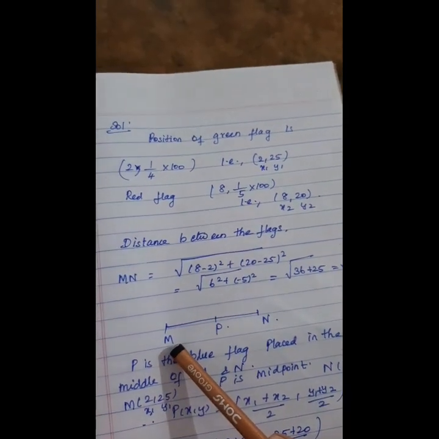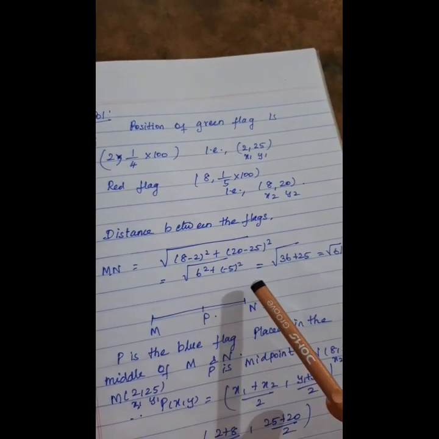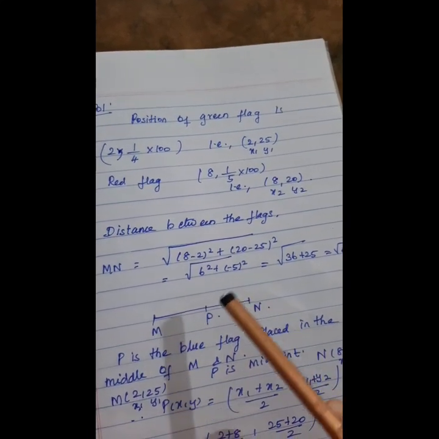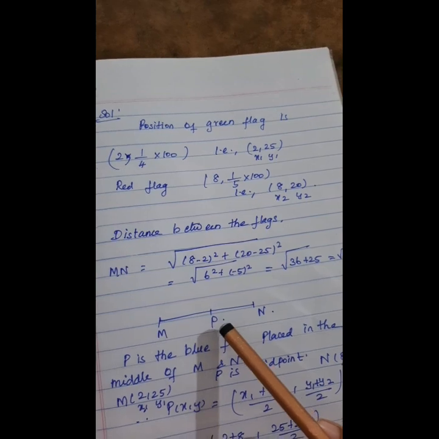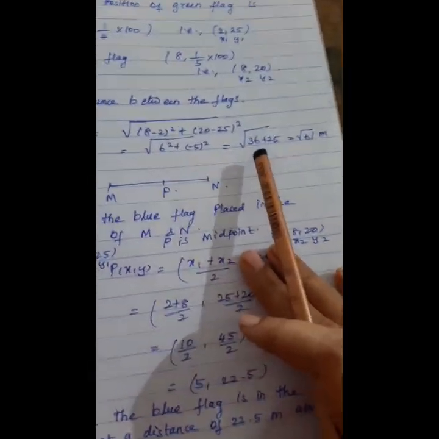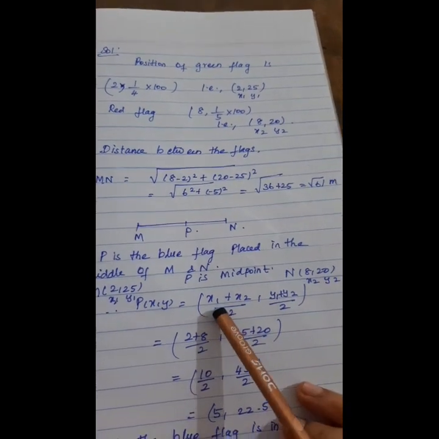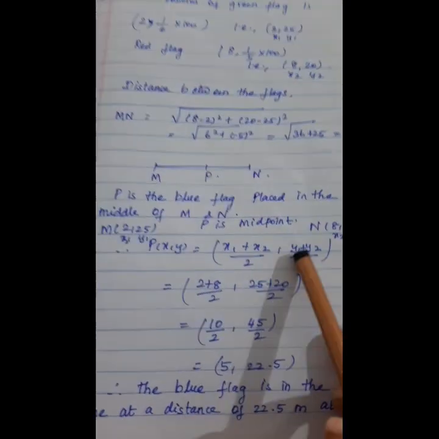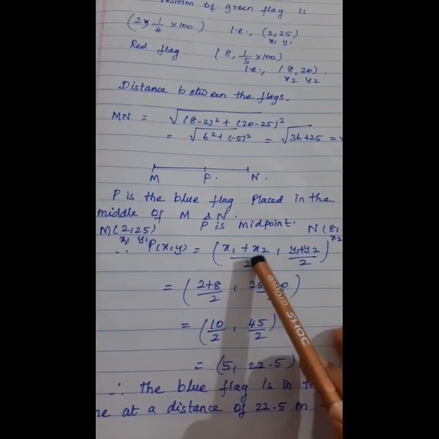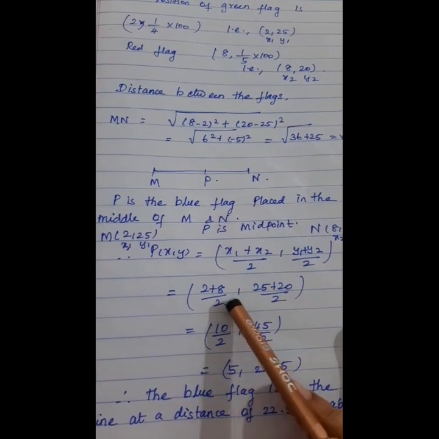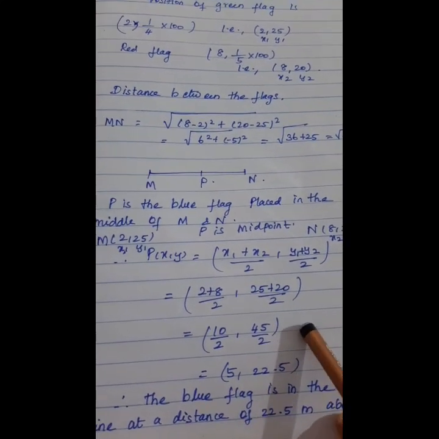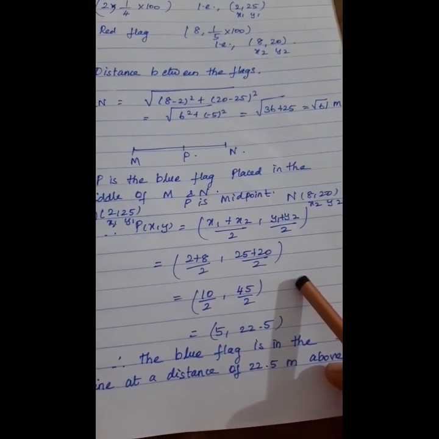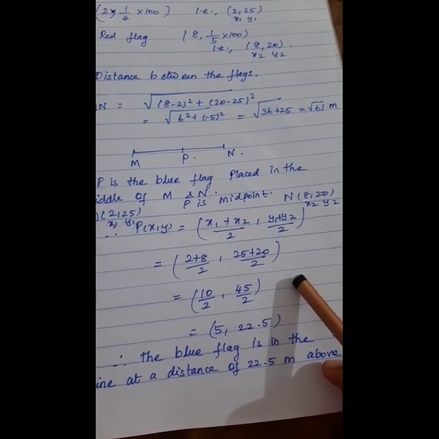So M is the position of your green flag and N is the position of your red flag, and we are now going to find a midpoint for this line segment MN to help the third student post the blue flag. For finding the midpoint, we have seen the formula now. The formula is x1 plus x2 by 2 comma y1 plus y2 by 2. There should be 2 points and we are going to find the midpoint. Substitute both the values of M and N here and simplify. We got the midpoint as 5 comma 22.5. So that is the exact position where the third student has to post the blue flag.